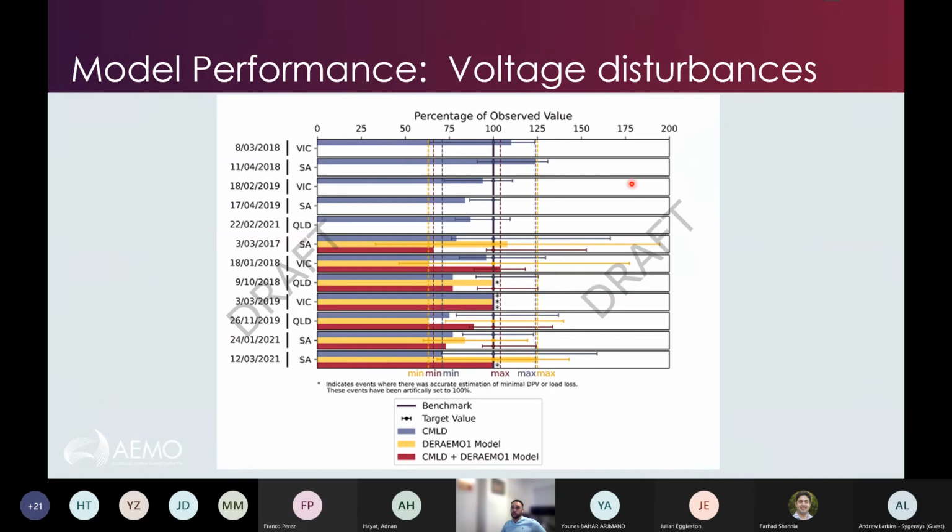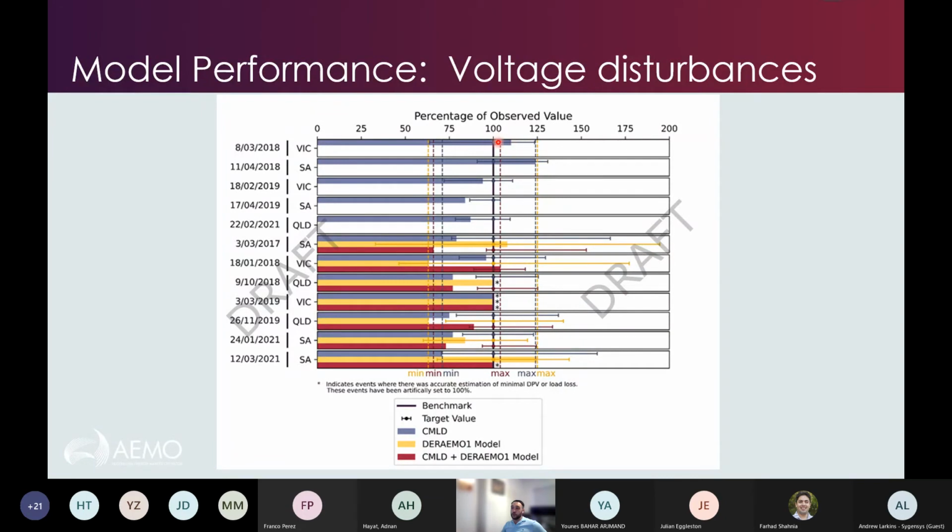In terms of model performance, I've got two of these here. I won't go into too much detail, but this gives you an overview of the voltage disturbances that we looked at, the events we looked at, and the percentage of the observed value. For example, on the 8th of March, we saw that there was 100 meg of load loss. The model estimated 110 meg of load loss. And then you've got your uncertainty bands here as well. So it could have been 125% of our estimate all the way down to 60% of our estimate. We're not sure how much load loss occurred, but it's somewhere in that region.